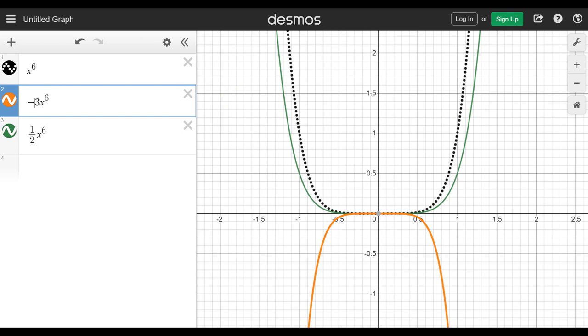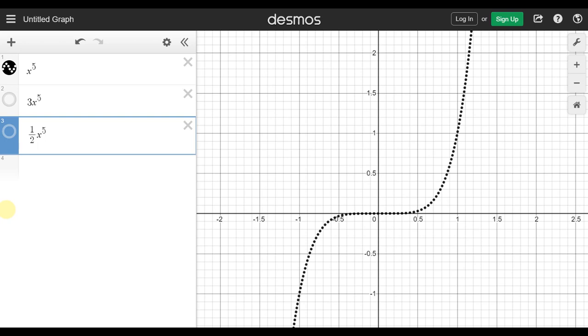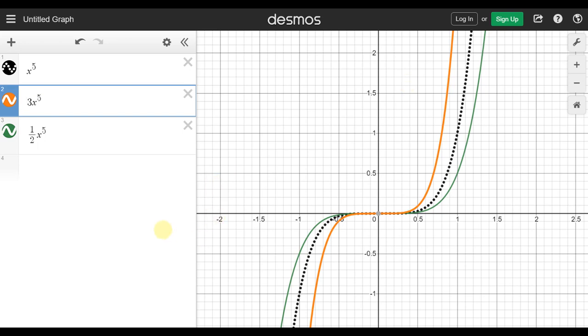And if I do that again for x to the 5th, so just notice, I've got 3x to the 5th, so that one gets narrower, versus 1/2 x to the 5th, which gets wider than the original graph, right? And then again, if I put a negative in front, say -3x to the 5th, what will happen? The graph will just reverse itself. It'll flip itself over, right? So, okay, that is that set of manipulations to the graph.